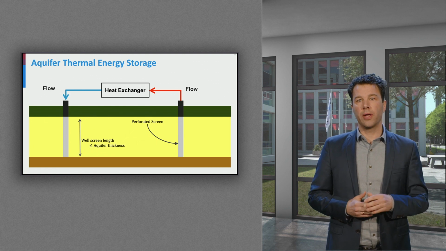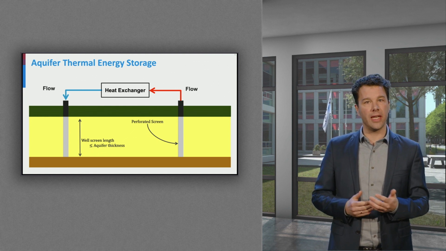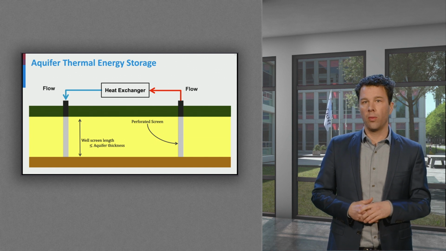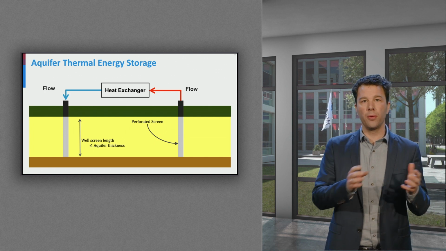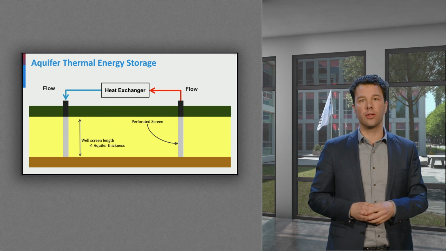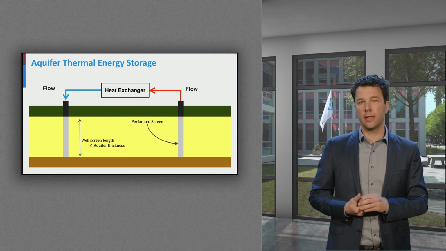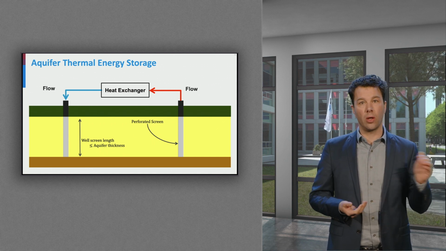To allow for the extraction and infiltration of groundwater, we need sandy layers, which are called aquifers. Water is extracted from an aquifer and pumped through a heat exchanger and subsequently re-injected into the other well. Please note that there is no net extraction of groundwater, only temperature change.